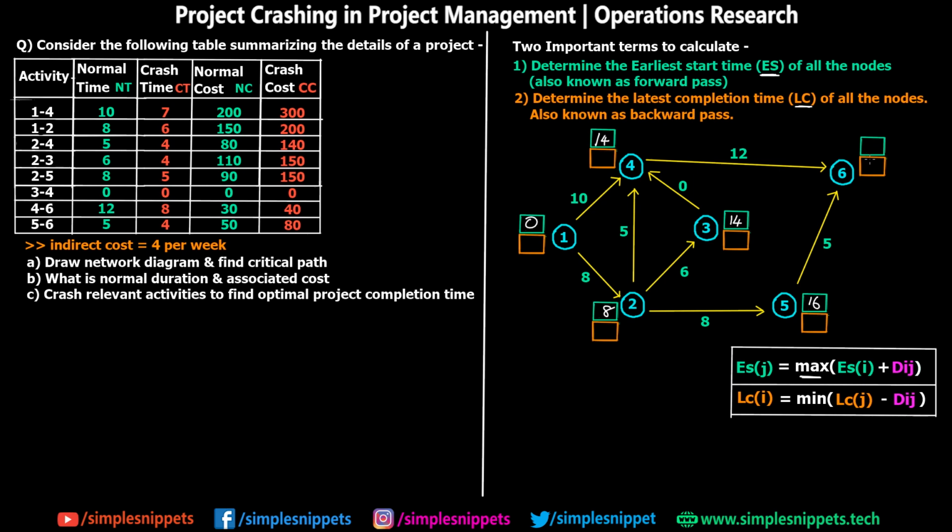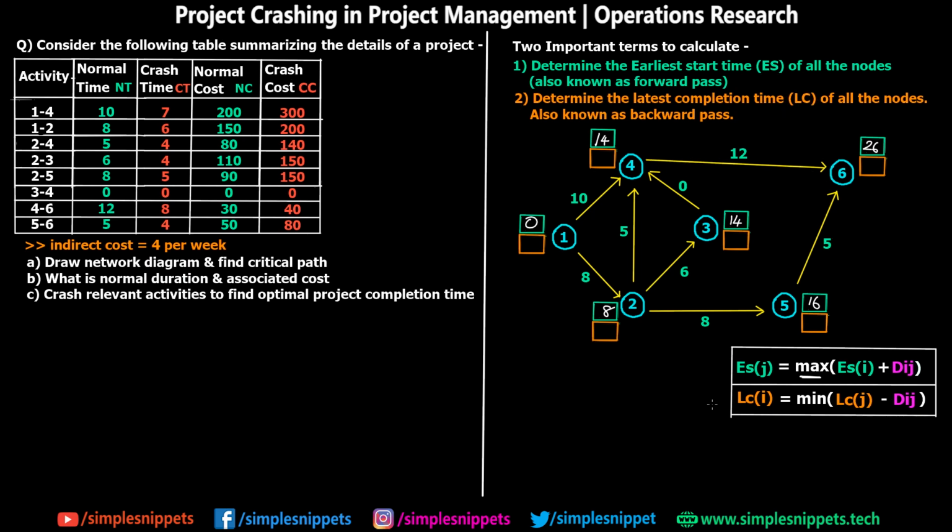And lastly, we can calculate the ES value for the last node. We are coming in this direction as well as this direction. So we have to calculate 2 times ES value of 6. When you come from 4 to 6, it is 14 plus 12, which is 26. And when you come from 5 to 6, it is 16 plus 5, which is 21. So obviously 26 is larger. I'm going to write 26 over here because that's what the formula says. And we've successfully calculated all the ES values.